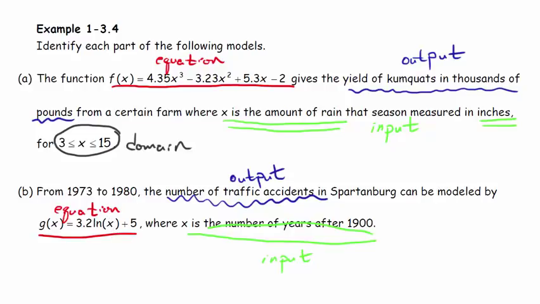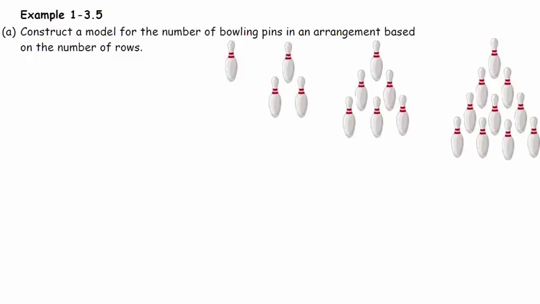Alright, lastly, I need a domain. Where can I use this? Well, it tells me right here, this is only going to work for years between 1973 and 1980. So that is my domain. Alright, so hopefully from those examples we can identify the 4 parts of a model. Now, let's see if we could construct a model.